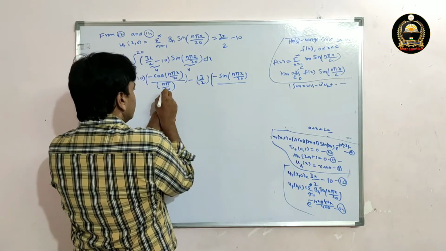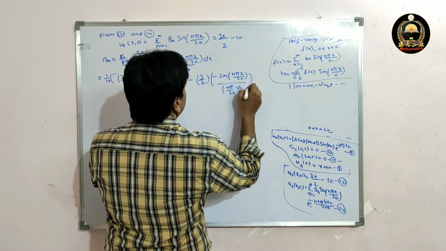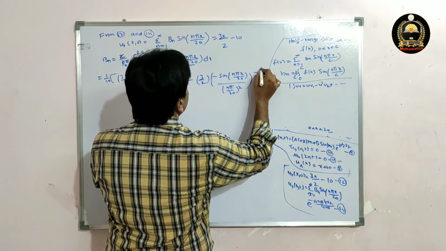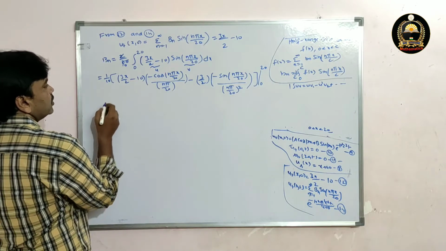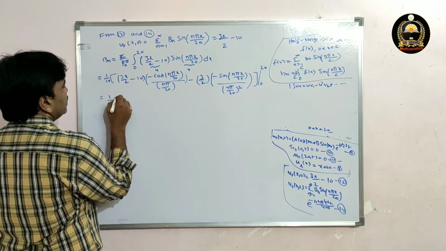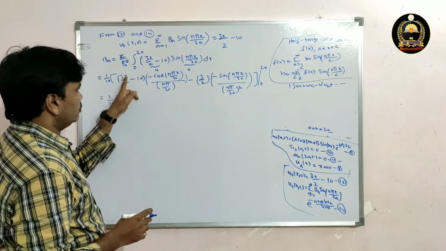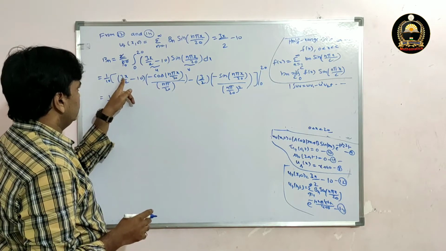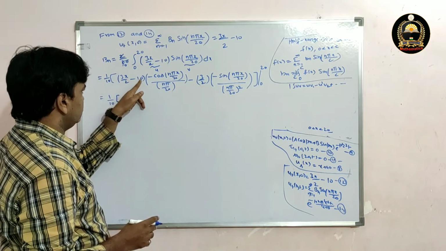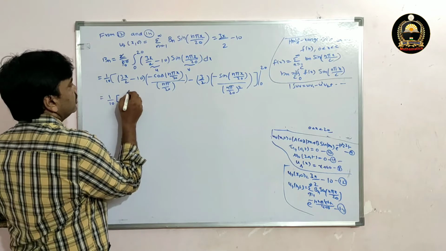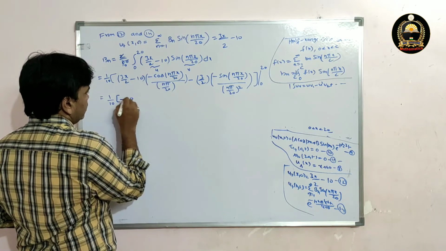Already I have n pi by 20, so we get n pi by 20 whole square. Bracket close, between the limits 0 to 20. So that is equal to 1 by 10 bracket. Substitute the upper limit at the place of x. So 20 means 10 times 10, 3 tens are 30, 30 minus 10 minus 20. Because I have my actual 20, I have minus 20.